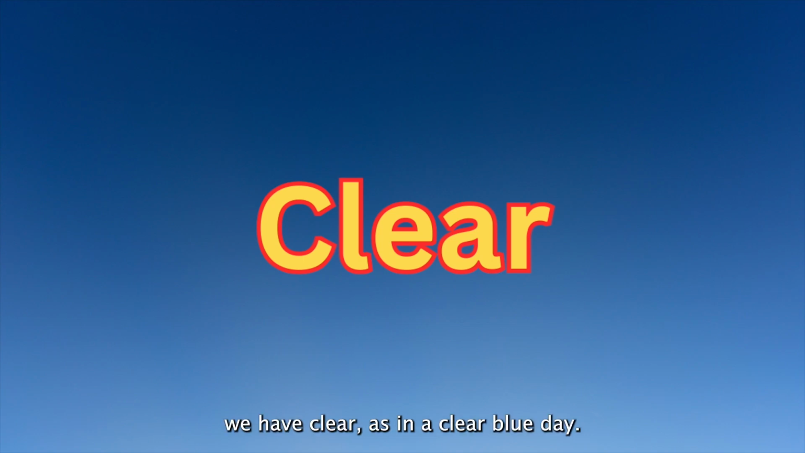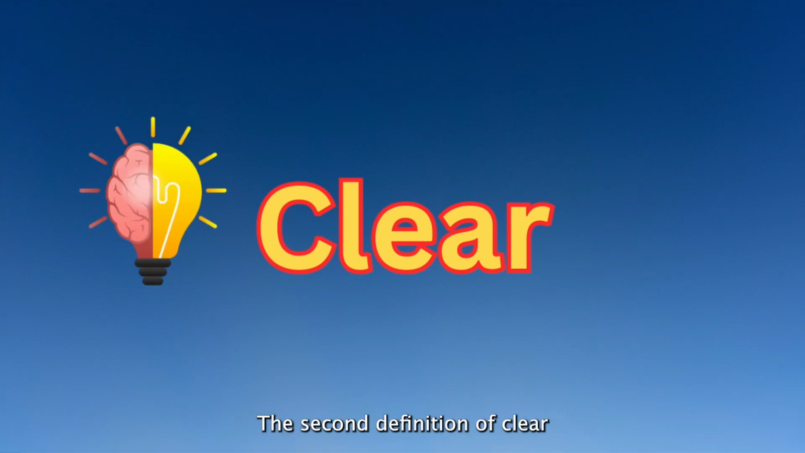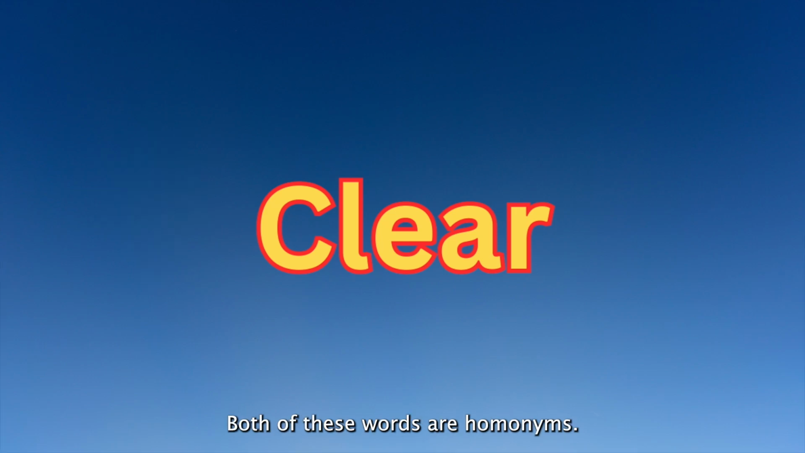So first we have clear, as in a clear blue day. This means there's nothing in the way in the sky. It means that there's no clouds around, but clear can also mean the same thing in regards to a desk per se. You have a clear desk. It means there's nothing on your desk. The second definition of clear is in regards to understanding. If something is clear, it means it's easy to understand. Both of these words are homonyms. They are spelt the same, they mean different things, but they sound the same when you pronounce them.